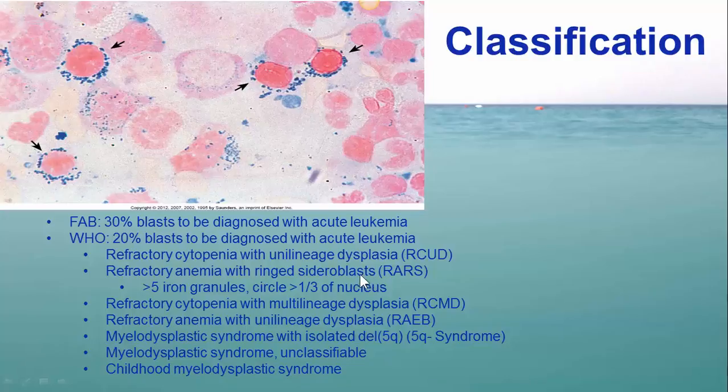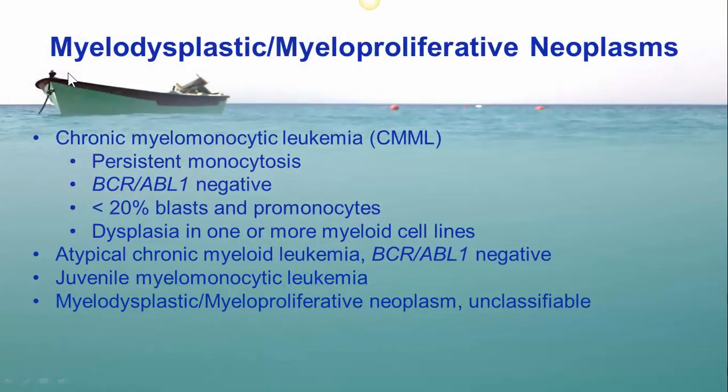Pay attention to ringed sideroblast definition, as we are the ones that need to identify them. To be qualified as sideroblast, the erythroid precursor must have more than 5 iron granules, and those iron staining granules must circle at least 1/3 of the nucleus.